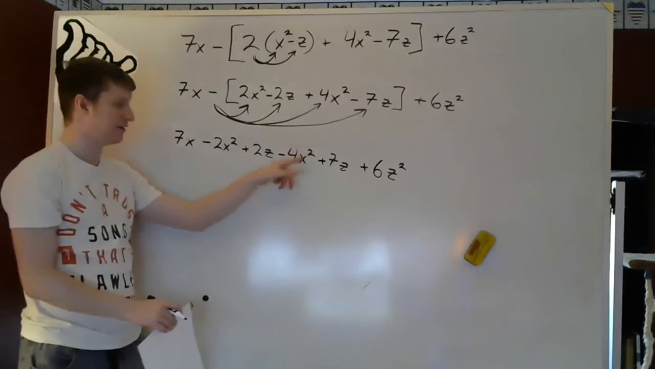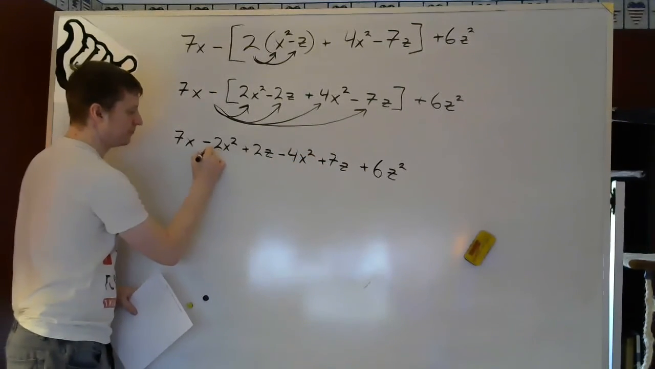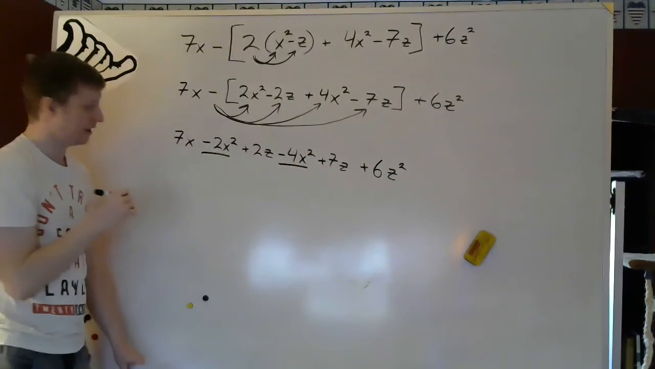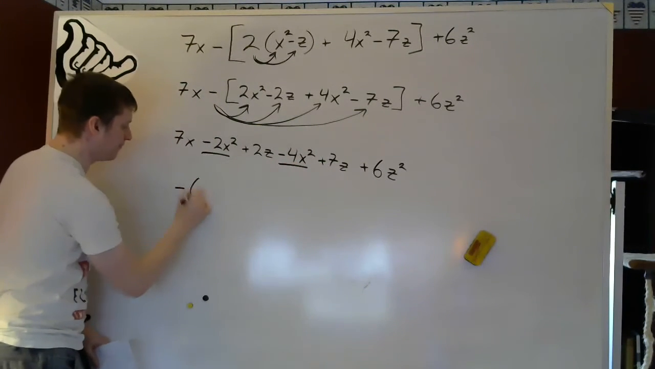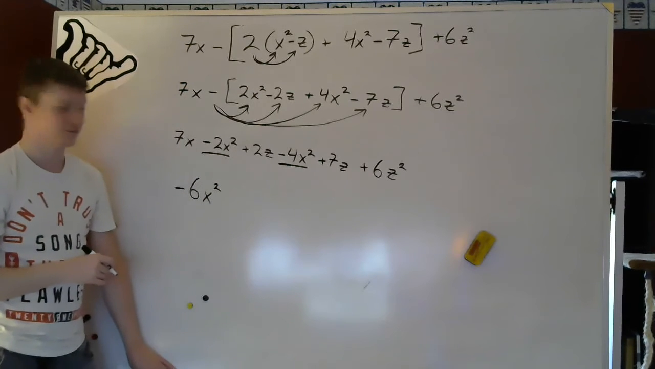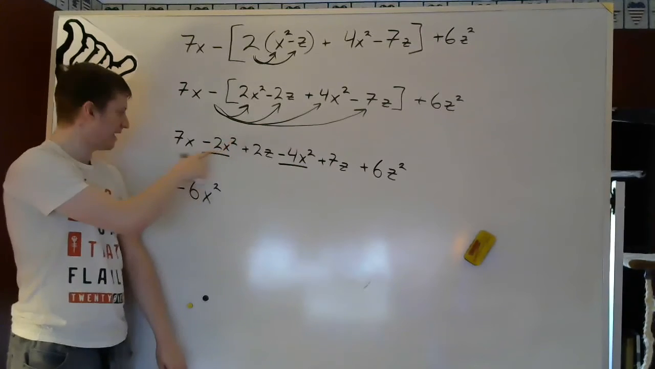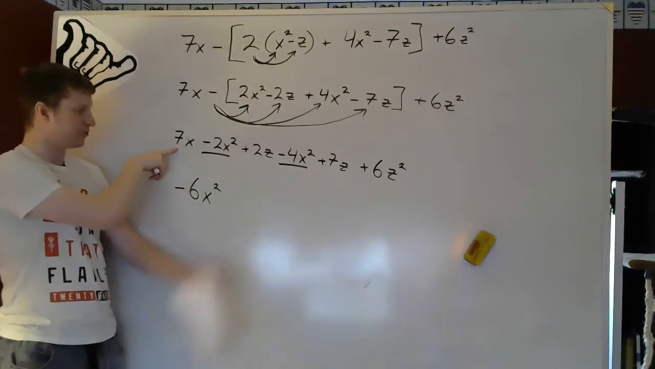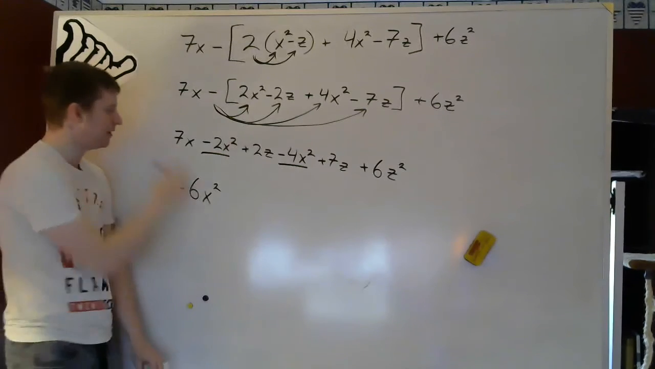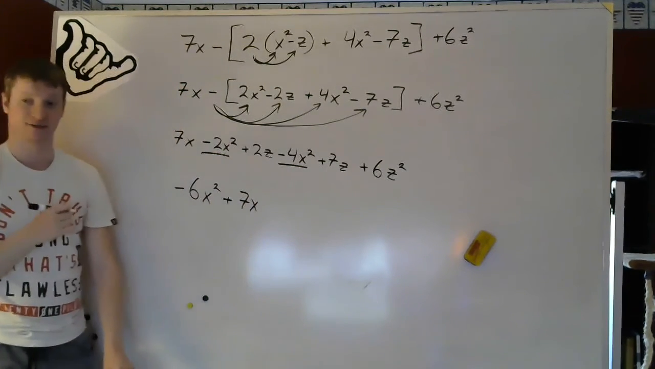X squared is the biggest exponent on an x. And I do have two of those, -2x squared, -4x squared. When I combine these, I get -6x squared. Next, I would have an x with a 1 on it, and I just have one of those. There's no other terms here that only have x to the first power. So this guy, he's just sitting at his table all alone, a +7x.